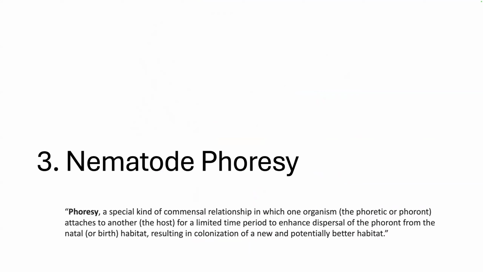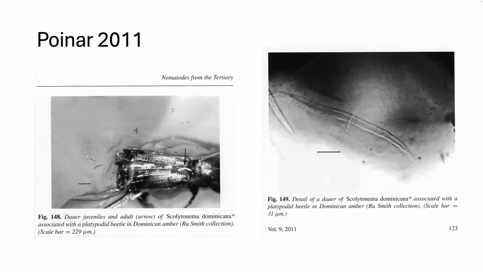So we're still in Dominican amber. And phoresy, you see described there, is a special kind of commensal relationship in which one organism attaches to another for a limited time period to enhance dispersal of the phoront from the birth habitat, often resulting in colonization of new and potentially better habitat. And that was also the story for the pseudoscorpion that we looked at earlier. So these are George's pictures from 2011, and they're pretty good.